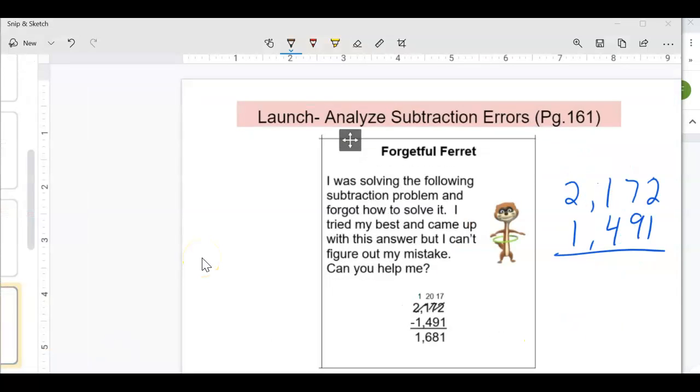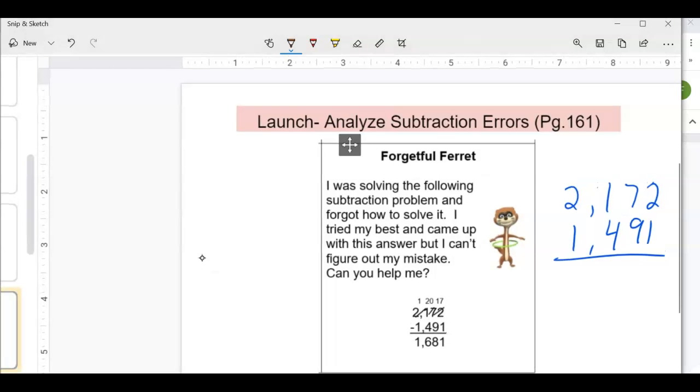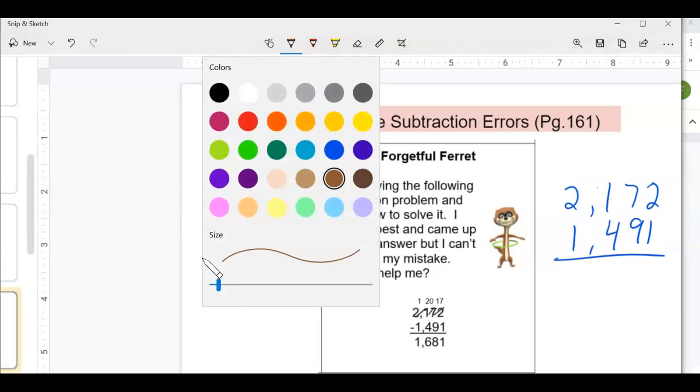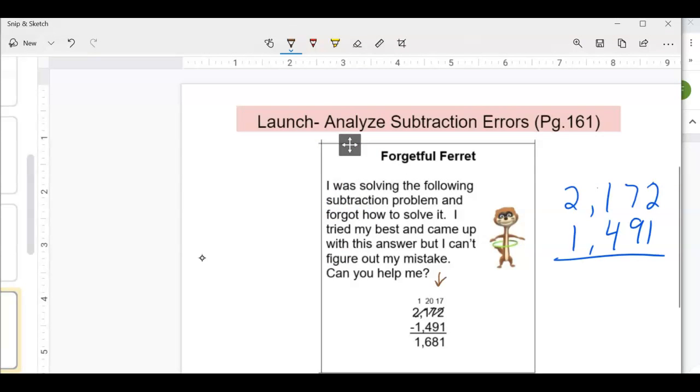So finally, we're going to look at the ferret's problem. And same problem, same exact problem. So let's look at what the ferret did. Let's start with the ones column here. 2 minus 1 is 1. That is correct right there. And then you have 7 minus 9. He knew that he couldn't do that, so he had to ungroup, go to the hundreds column and ungroup.